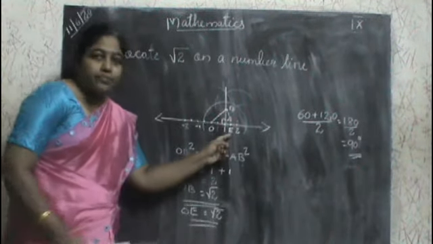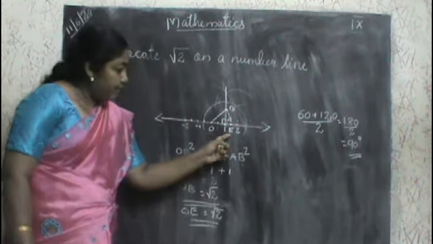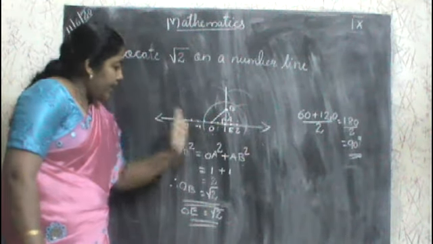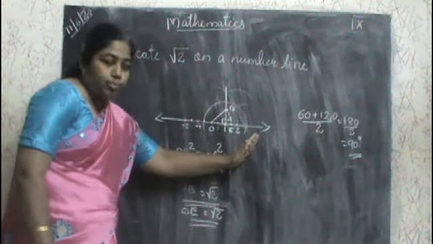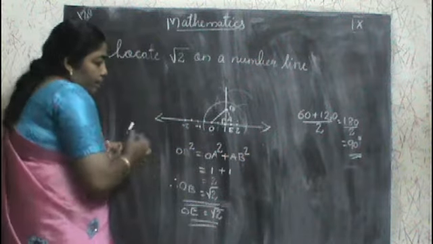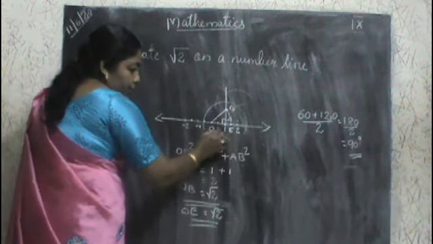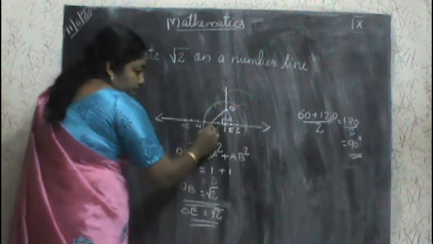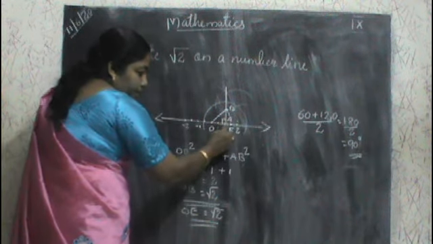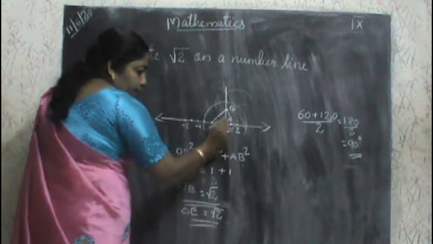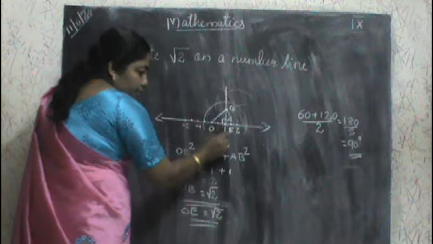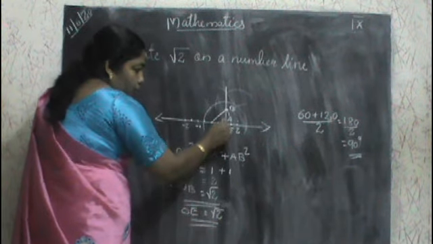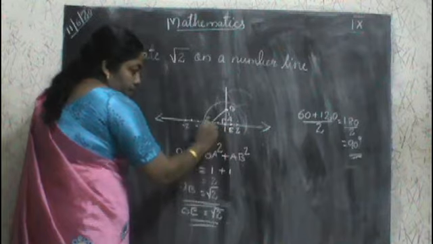Is it clear? Once more I will explain. First you draw a number line. In the number line you put 2 arrows on both sides. Then mark the points 0, 1, 2, 3 using scale and pencil. Then take 1 centimeter on the number line. Then name that point as A, and from A draw 90 degree.